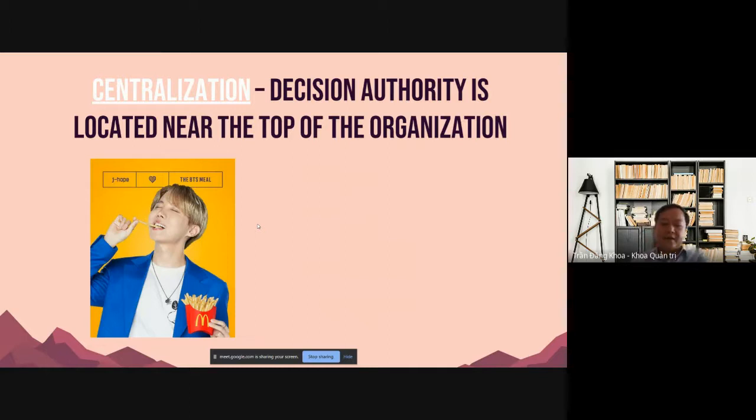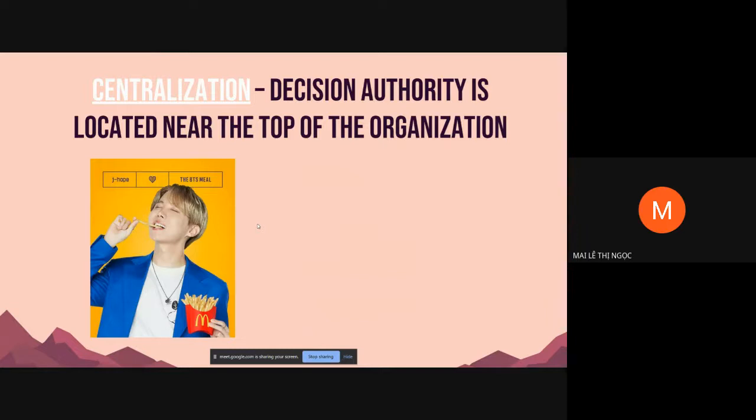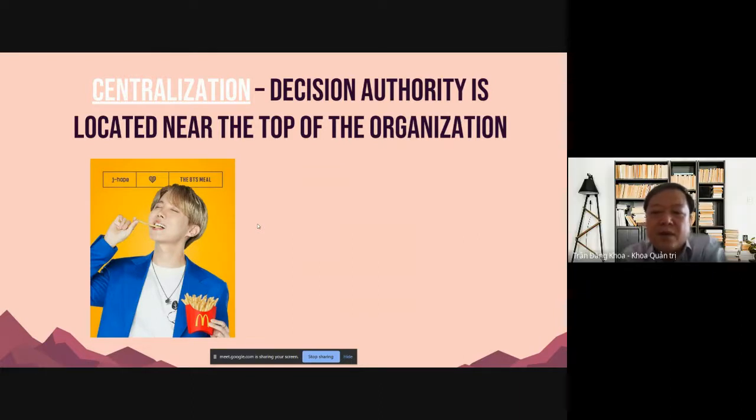Can you explain why KFC chooses centralization, where the power is located at the top of the company? Why does KFC use this model for the structure? Can you explain why? Ngọc Mai, Lee? Yes, I think it's because they can control the quality of the job. Yes, that's my opinion. Yeah, thank you, Ngọc Mai.